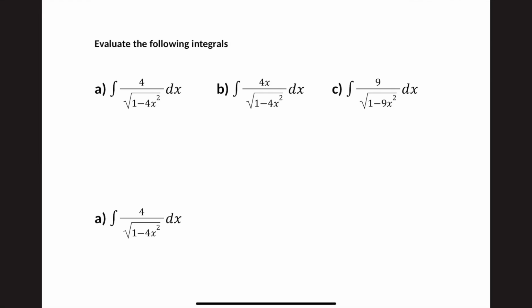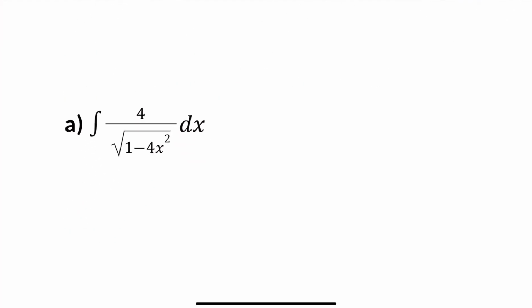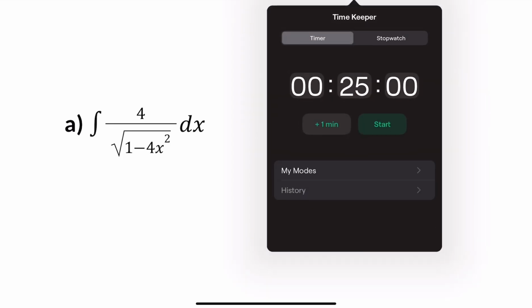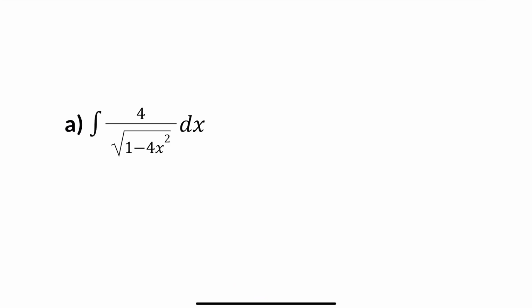In this video, we're going to go over how to evaluate the following indefinite integrals. Starting with part A, we have the indefinite integral of 4 over the square root of 1 minus 4x squared dx. Now what most people might be tempted to do is to use u substitution here. However, this function is already simple enough, so we don't really need to do that.